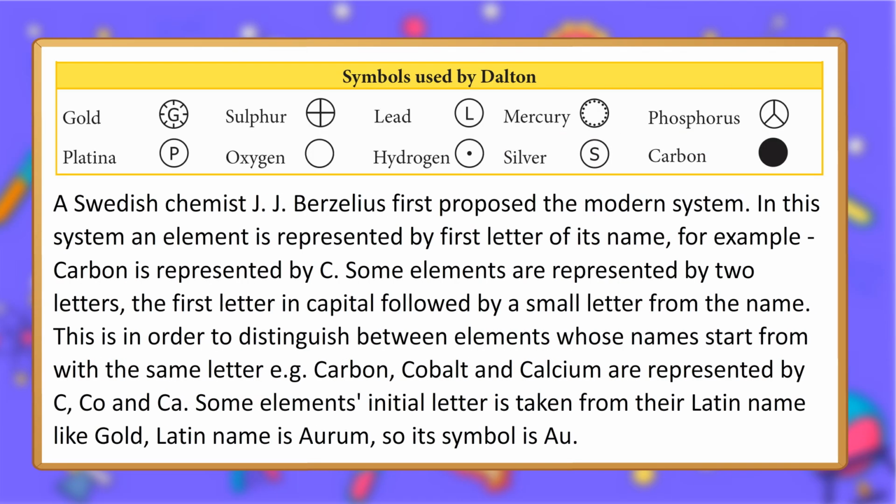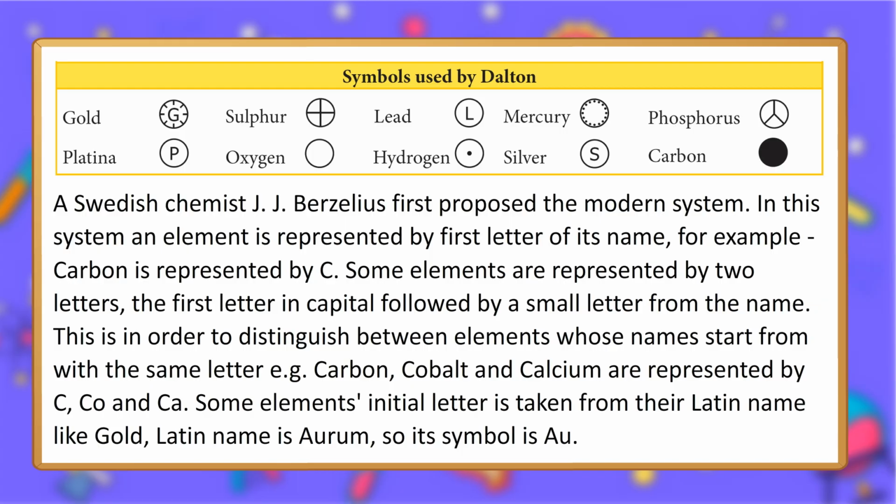A Swedish chemist, J.J. Berzelius, first proposed the modern system. In this system, an element is represented by the first letter of its name. For example, carbon is represented by C. Some elements are represented by two letters, the first letter in capital followed by a small letter from the name. This is in order to distinguish between elements whose names start with the same letter. For example, carbon, cobalt and calcium are represented by C, Co and Ca.